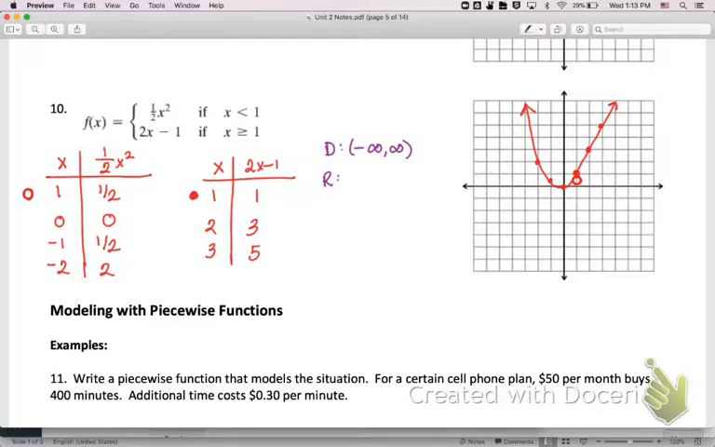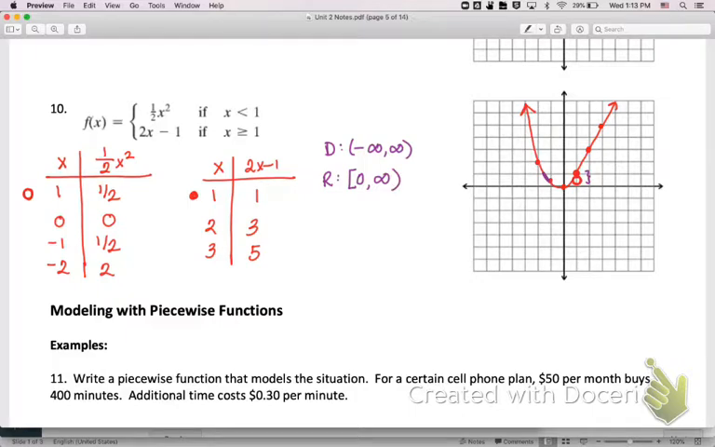Now the range, if I look right here, I have to make a little jump over here, but that jump is covered by this section of the graph. So it looks like the lowest y value is 0, and then some part of the graph covers everything moving up for the rest of the way, and so the range will go up to infinity.